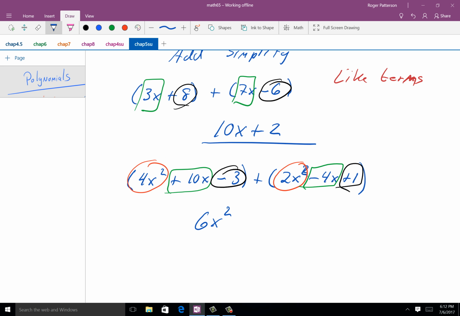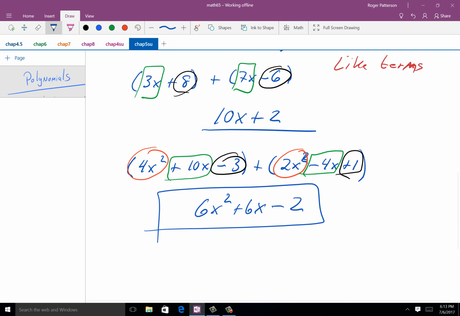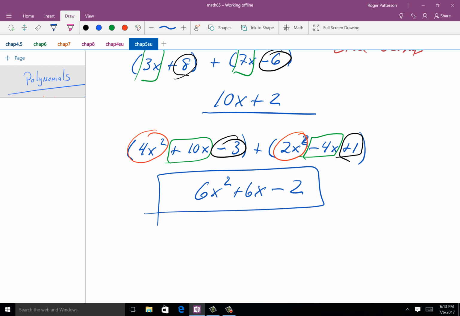Then I have the 10x plus a negative 4x, or a minus 4x, however you want to treat it. So that's going to give you another 6x. I have a minus 3 and negative 3 plus a 1. And it's done. Notice that I started with the higher, I took the high power ones first. And I wrote that first.